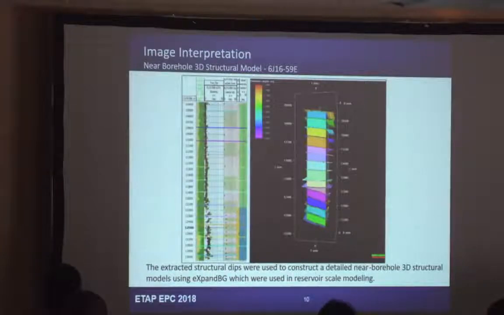So we tried to gather all the data to build a strong 3D model using a high technique, a near-borehole 3D structural model, what we call Expand BG. As you can notice, the BUK is an angular unconformity here, and the bedding, or the stratigraphic column below it, is tilted. It's about 14 degrees.